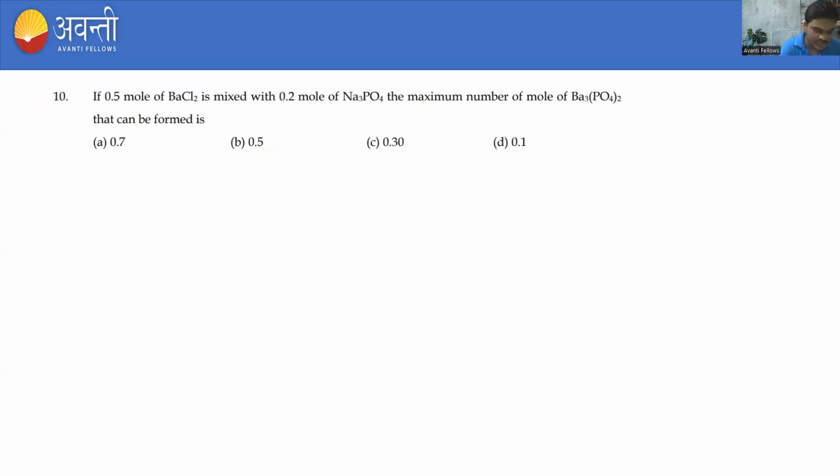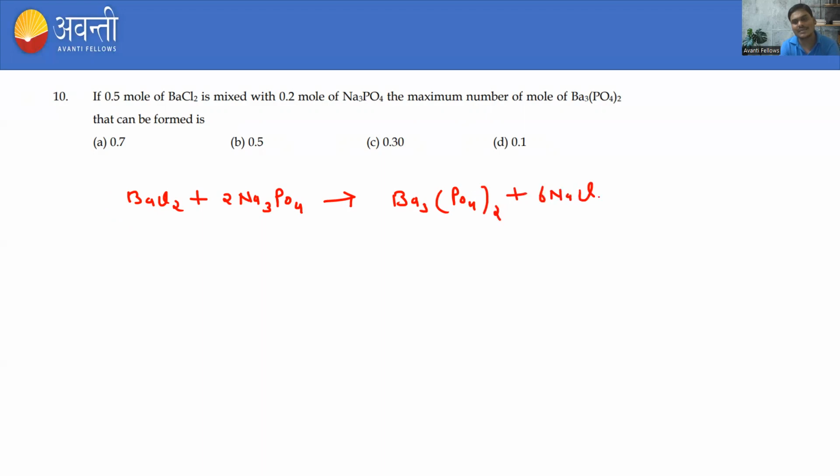Before this, let's start with this question. 0.5 mole of BaCl2 is mixed with 0.2 mole of Na3PO4. What is the maximum number of moles of Ba3(PO4)2 that can be formed? So you have to identify this. Let me write the reaction first: 3 BaCl2 plus 2 Na3PO4 gives Ba3(PO4)2 plus 6 NaCl.